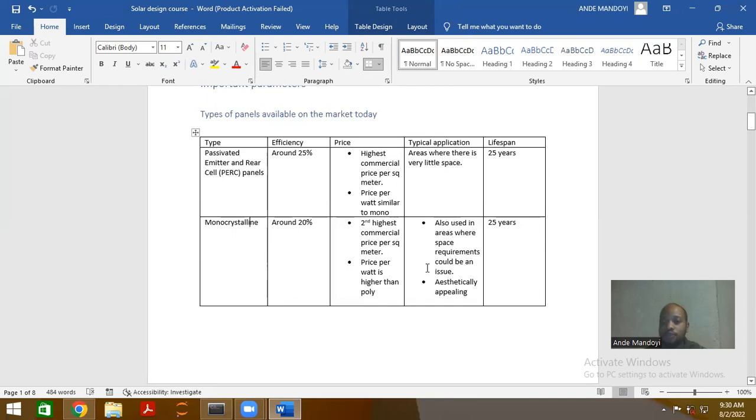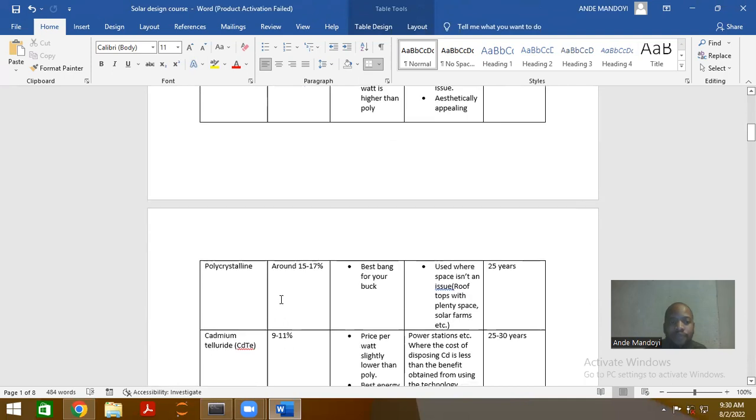This is also used in areas where you've got very little space available. And like the PERC, it's also aesthetically appealing because it has that consistent black color, you know what I mean? Instead of that bluish color that you get on a poly. And lifespan is similar to the previous cell. The polycrystalline is about 15 to 17% efficient, but this will give you the best bang for your buck. What do I mean by that? It is the lowest dollar per watt price, so to speak. So you really do get the best bang for your buck. This is typically used in areas where space isn't much of an issue. So if you've got plenty of roof space and space isn't an issue for you, then this could be an ideal candidate. Similar lifespan as well.